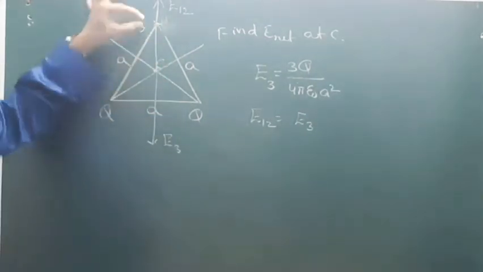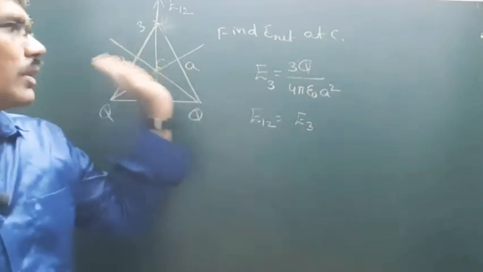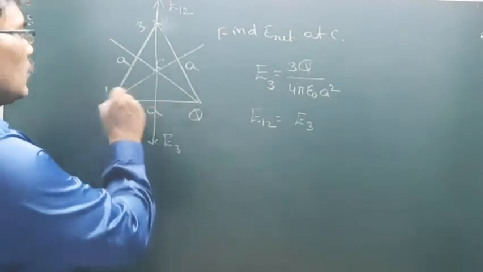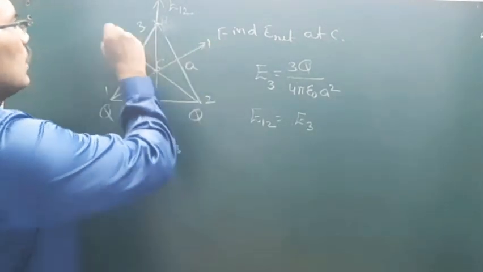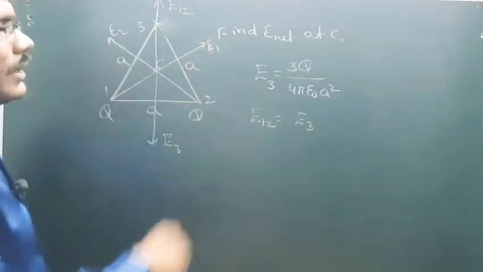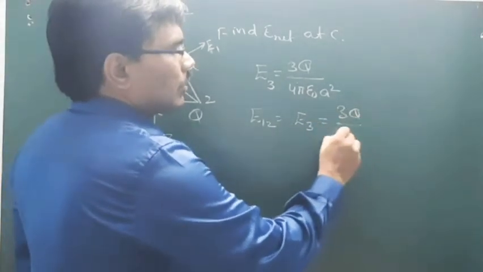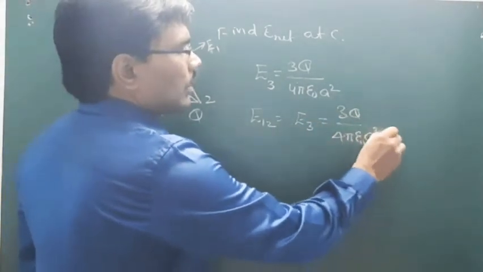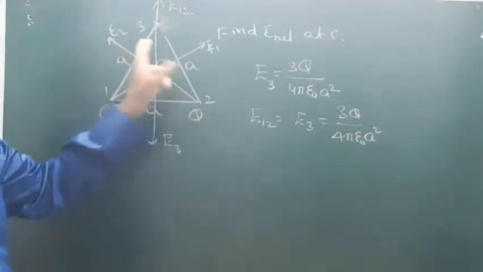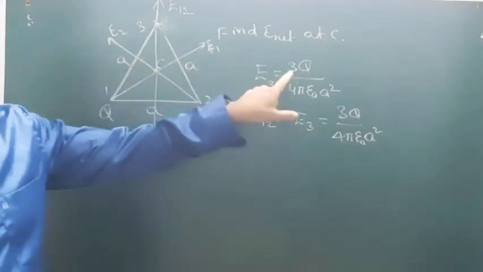So simple. Here, if one charge is there, due to that single charge, what is the field at this point? Just now we found in the previous question, it is 3q by 4 pi epsilon naught A square. Means the resultant of charges 1 and 2 is equal to the field of one single charge. So E12 equals E3 equals 3q by 4 pi epsilon naught A square. If the third charge is not there, then the resultant of these two charges is equal to the field of this charge, and the field of that charge is nothing but this one.